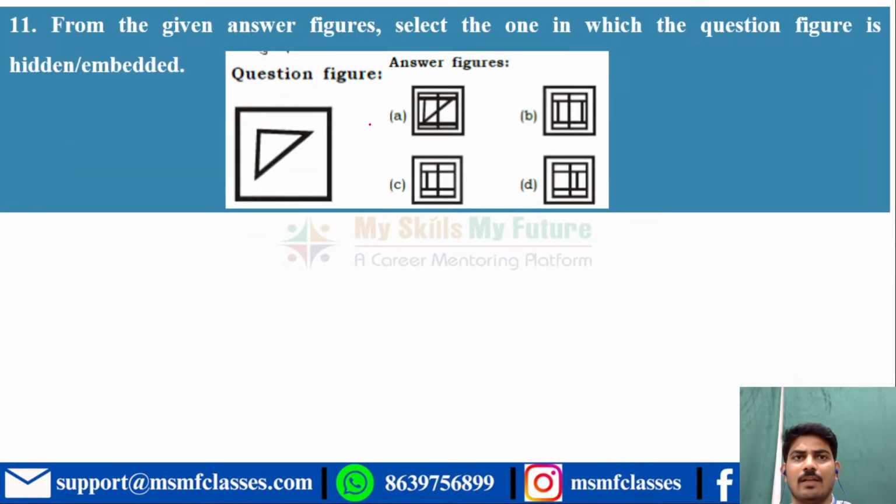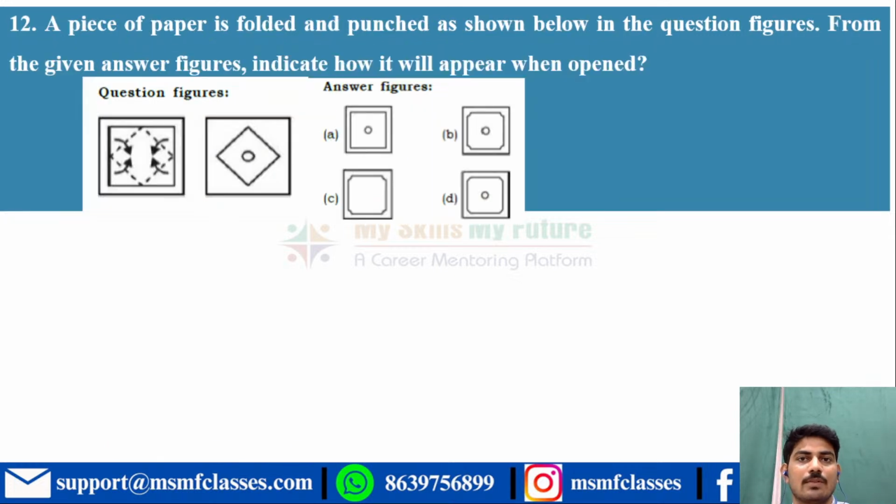This is also an embedded figure. This type of figure we need to find in the given options. If we check the remaining options, it is not present there, and it is present only in the first option. So option A will be the correct one for this question. Let's move to the next question.